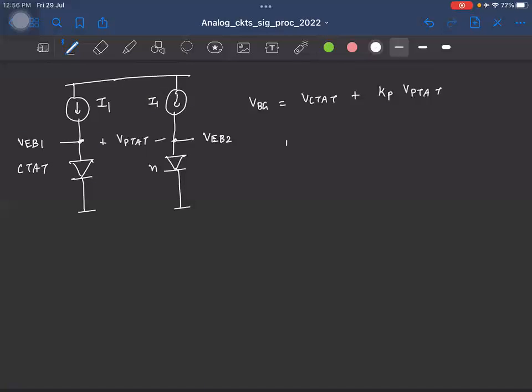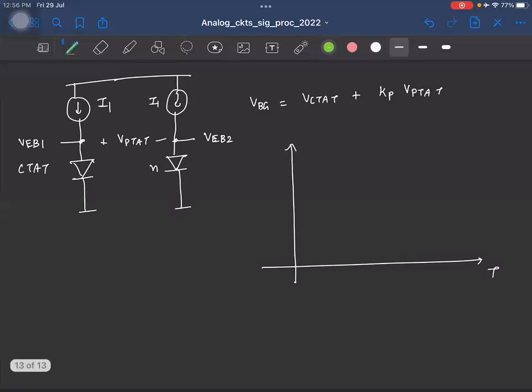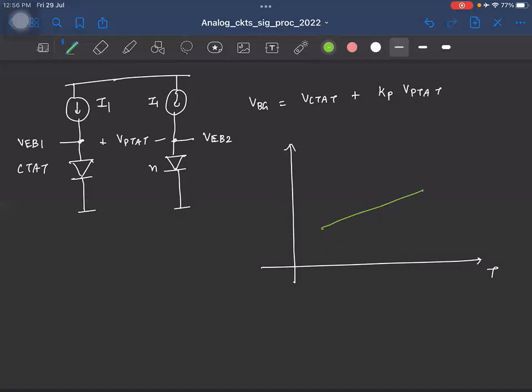Right? So if you finally plot the voltage variation with temperature, our PTAT varies linearly with temperature, right? The CTAT voltage to a first order, let's say, does something like this. And obviously these two will not have equal slopes. We need to add with the appropriate scaling factor, and if you do that, you will have a constant voltage, right? And again, this is a very basic calculation.